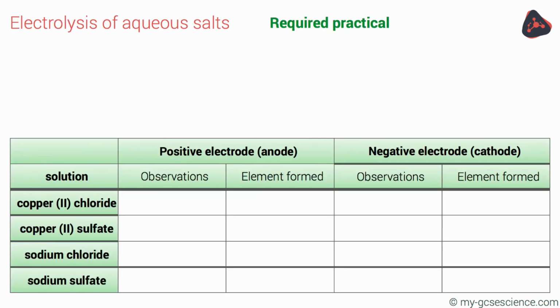So we've already covered most of the information needed to do the required practical. You'd be expected to be able to set up a beaker like this with the electrodes connected up to wires using crocodile clips. And then you do that with each of these 4 solutions and test the products.